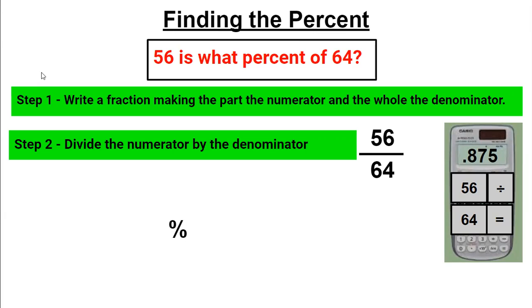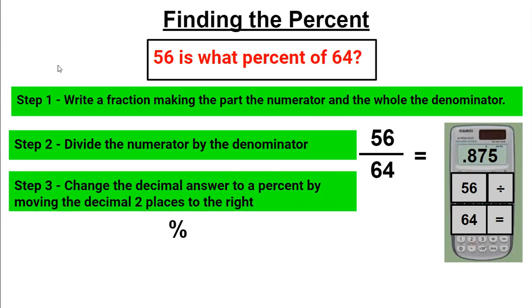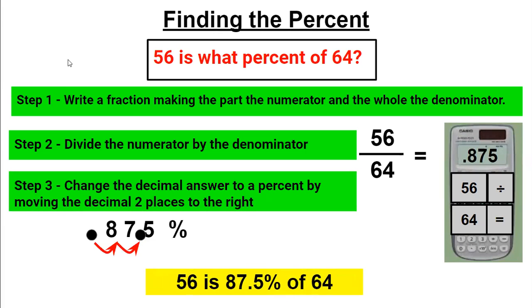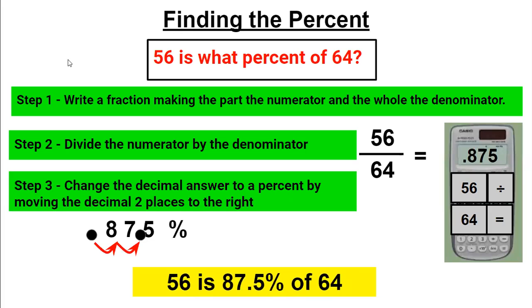Change 0.875 to a percent by moving the decimal 2 places to the right. So there's your decimal, 2 places right, 1, 2, there's your decimal, 87.5%. So 56 is 87.5% of 64.